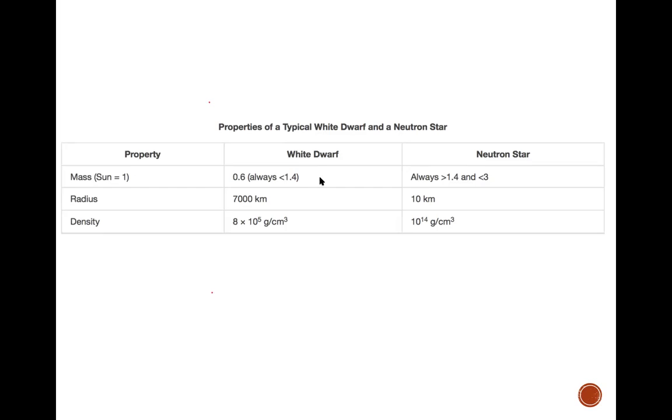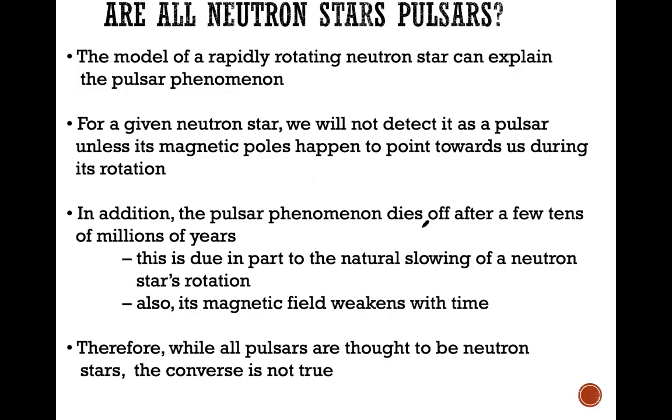And from here you can see that the white dwarf has 0.6 solar mass, and a neutron star is greater than 1.4, which is the Chandrasekhar limit, and less than 3 solar masses. By the way, these are solar masses in terms of the units, right? The radius of a white dwarf is 7,000 kilometers, while the neutron star has just 10 kilometers, right? And density is huge in the neutron star. So this is just a comparison again of different properties of a white dwarf and a neutron star.